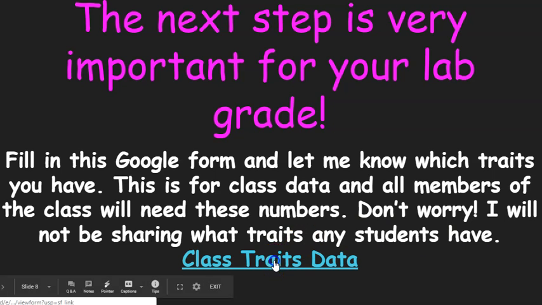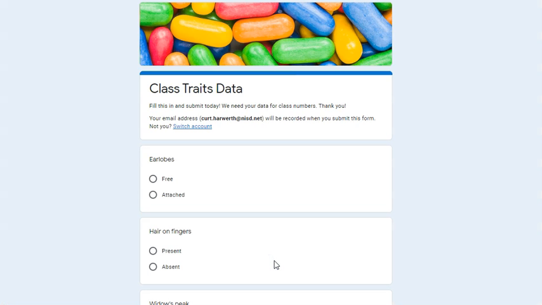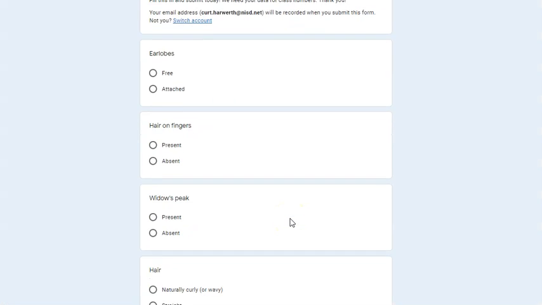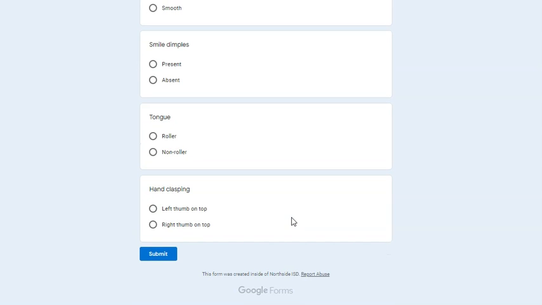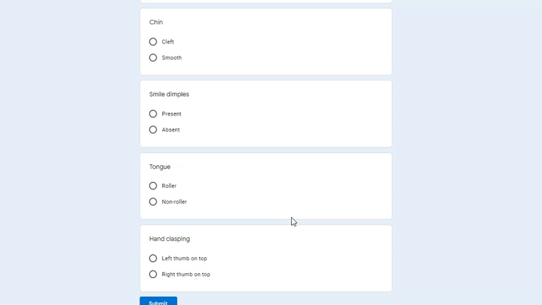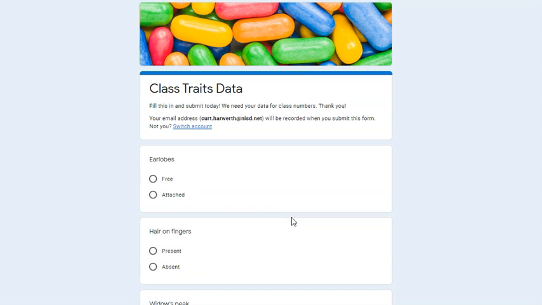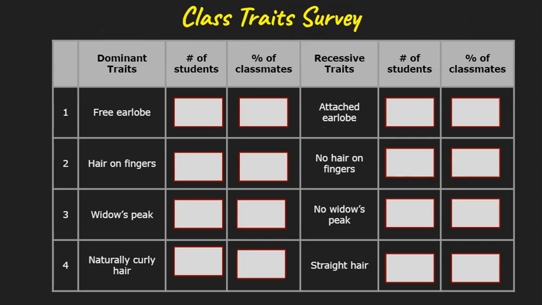And all you're going to do is click on this link and bring up the form, and every one of those 8 traits is up there, and you're just telling me which one you have, right? And then submit it. I need you to do that today, on this day, as soon as you get this, because I want to get that class data ready to go for the next time we meet, and then I'll be able to share those numbers because the next couple of slides are you entering that class data.